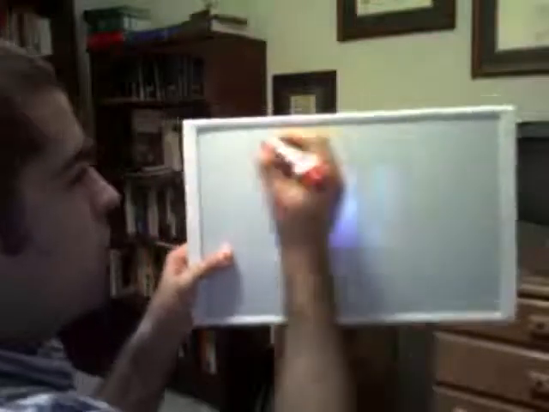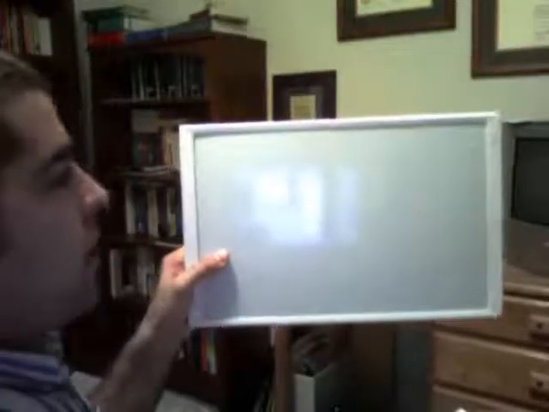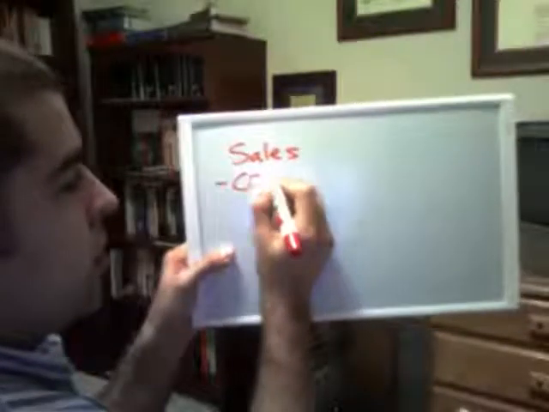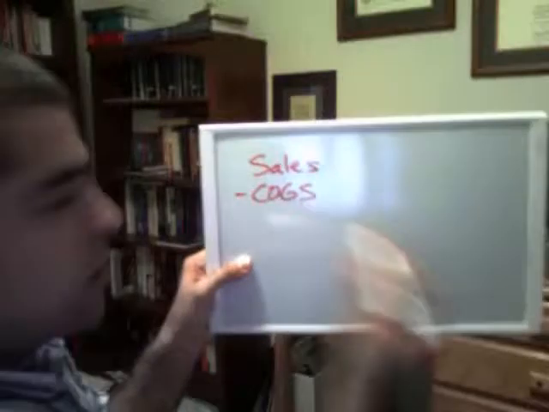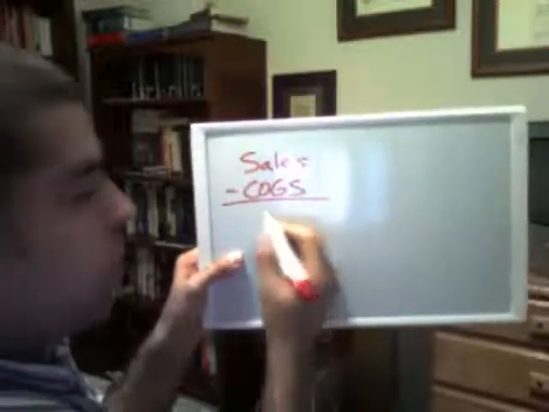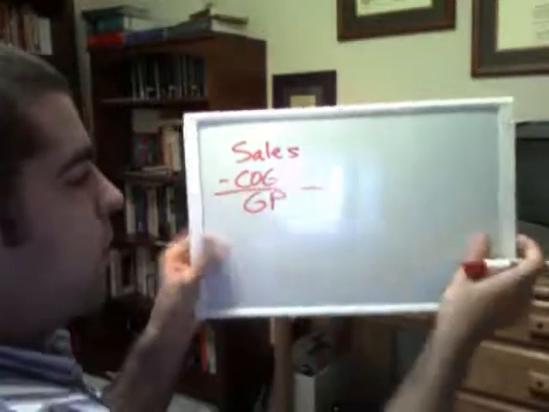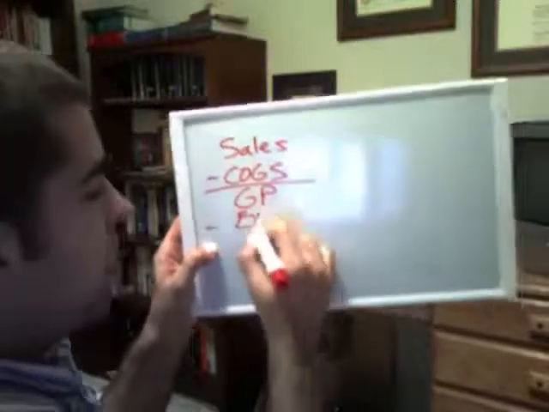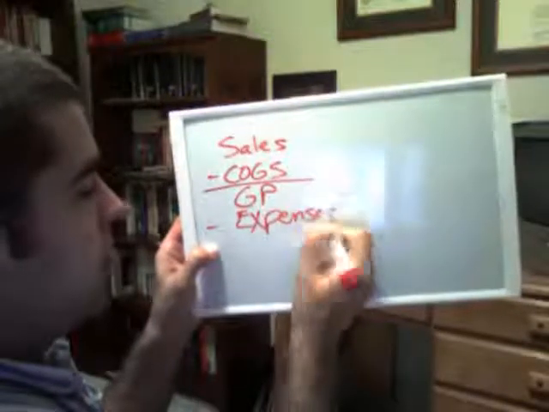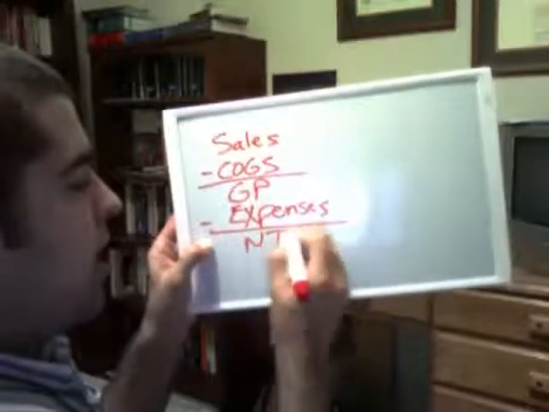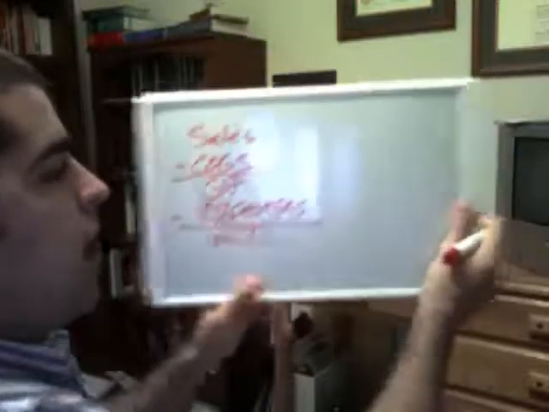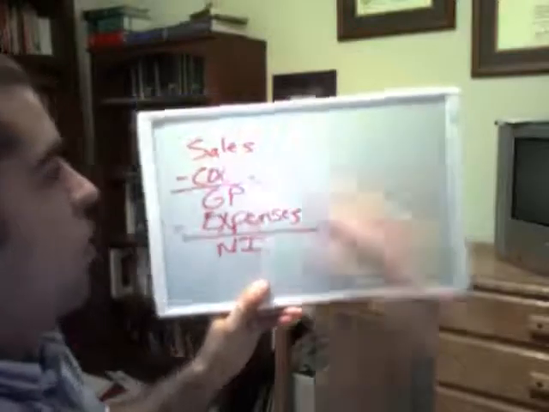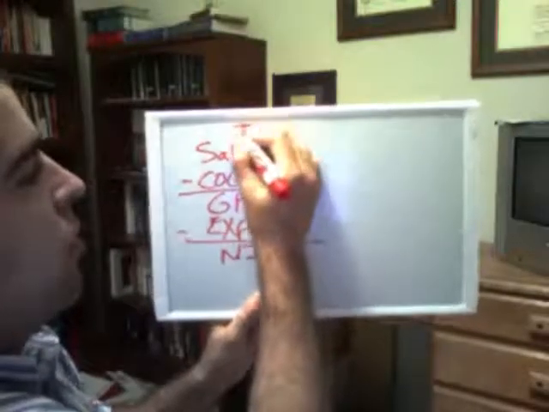So under a regular, traditional format over here, what does our income statement look like? Well, we have sales, minus cost of goods sold. This is where all our product costs go. Subtract that, what does that equal? Gross profit. Now what do we subtract here? We subtract our period costs, our expenses, and that equals net income. That's typically what we've seen before. That shouldn't be too difficult to follow here. We'll put a T here for traditional format.